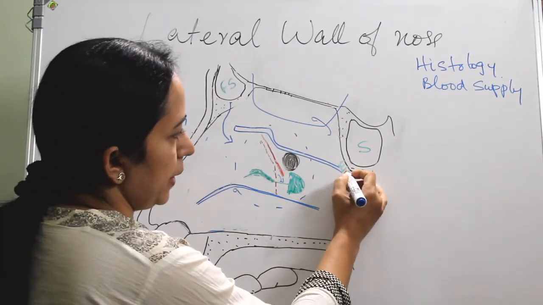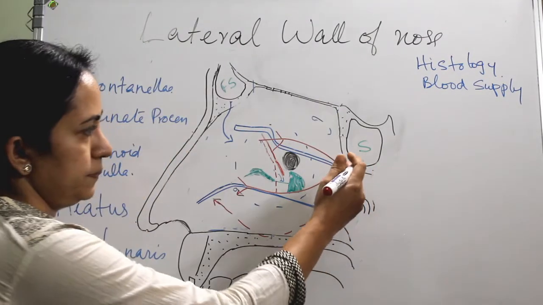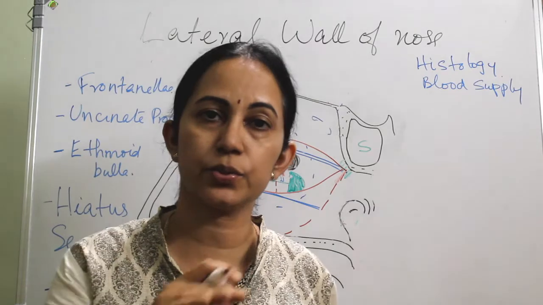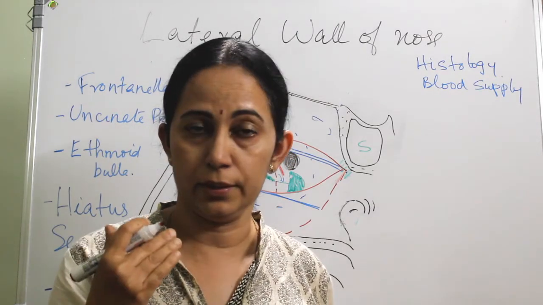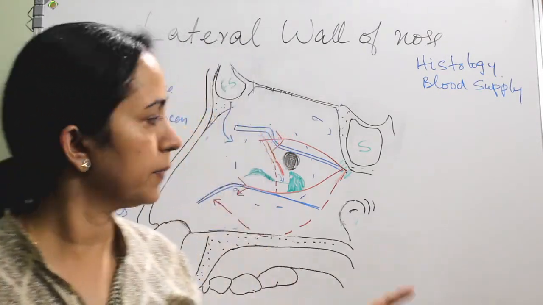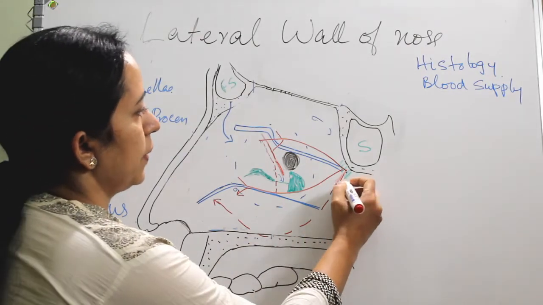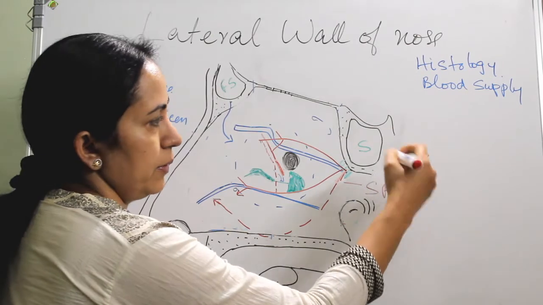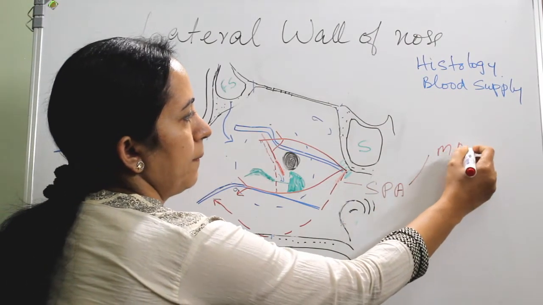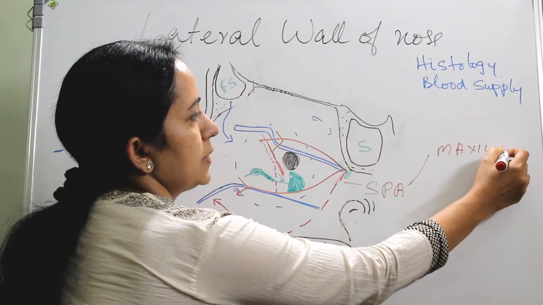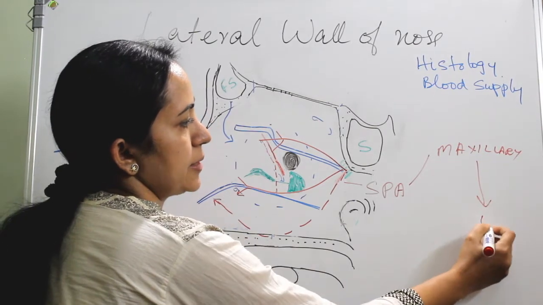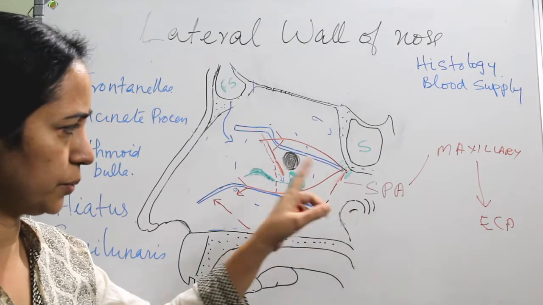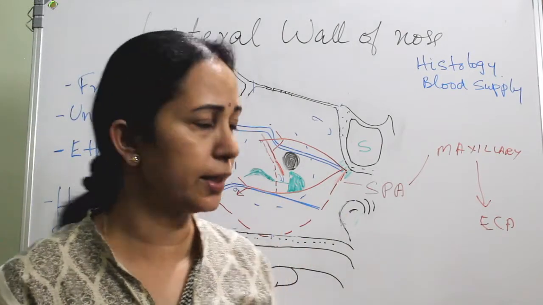Okay, this is the sphenopalatine foramen. The sphenopalatine foramen lies inferior to the horizontal portion of the middle turbinate, and from there comes the sphenopalatine artery, which is a branch of the maxillary artery, which is in turn a branch of the external carotid artery. So the main supply is by the sphenopalatine artery.